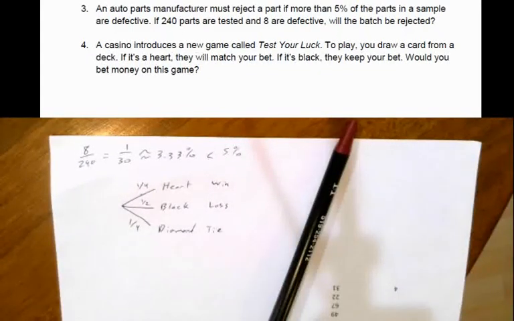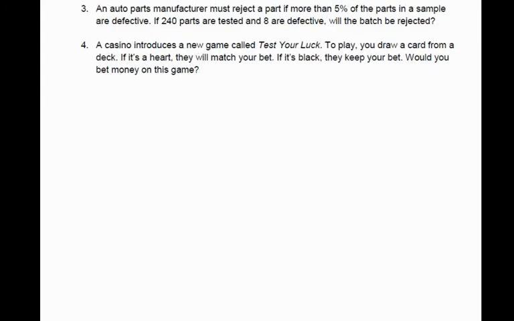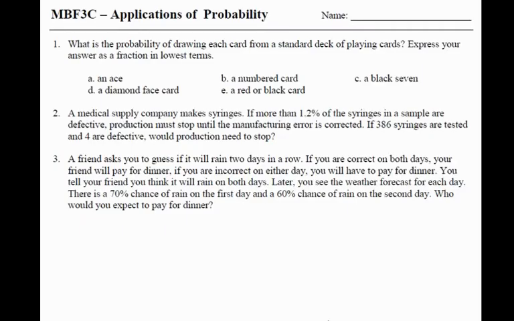Now let's look at what our lesson, or assignment, is going to look like. So the first question is kind of straightforward. You're just answering what the probability is of certain cards being drawn. The second question is making a decision, looking at a manufacturing process. So I'll leave that for you to try to figure out.